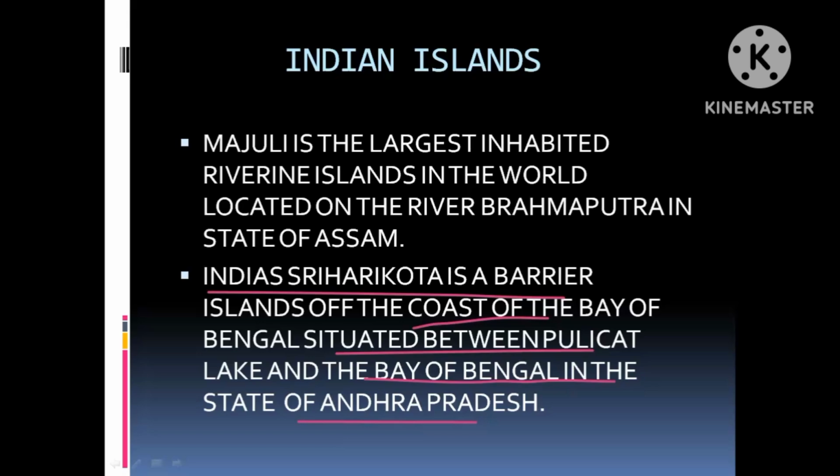Okay, so Pulicat Lake, that area, and also the Bay of Bengal. Pulicat Lake is present in which state? That is Andhra Pradesh. So that area and the Bay of Bengal, Sriharikota is a barrier island present there.